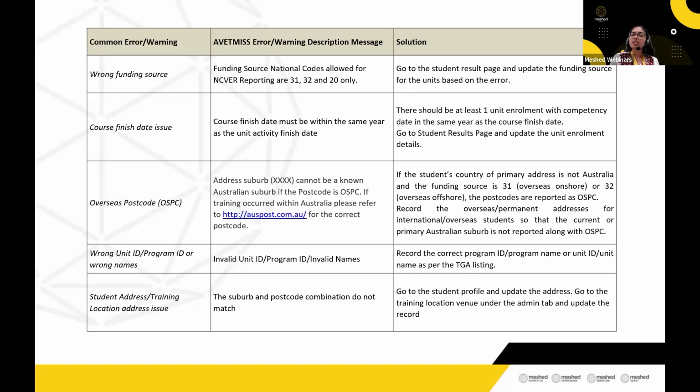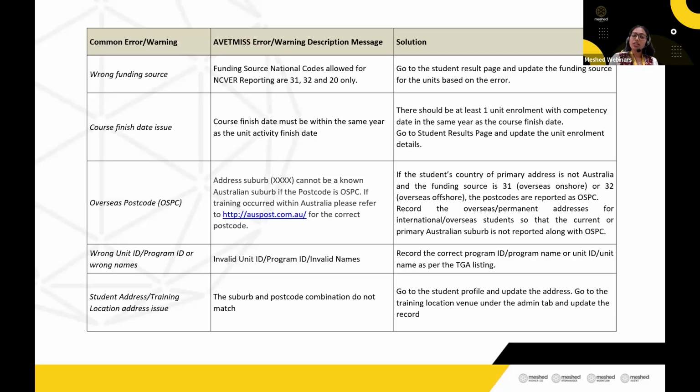Next, we have the course finish date issue. Most of you may have seen this error in your NAT 120 and 130 files if you have done the reporting previously, where the course finish date is not in the same year as the unit activity finish date. If the student is finishing the course in 2025, there must be at least one unit where the training activity date, either the start date or the finish date, is in 2025. To fix this issue, you have to update the unit competency date for at least one of the student's unit enrollments to fall in 2025.